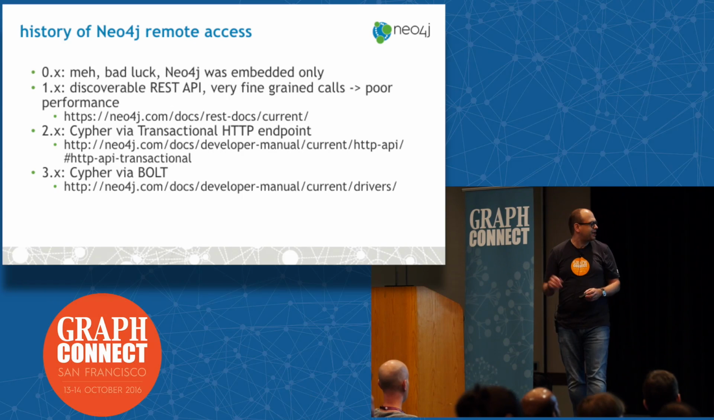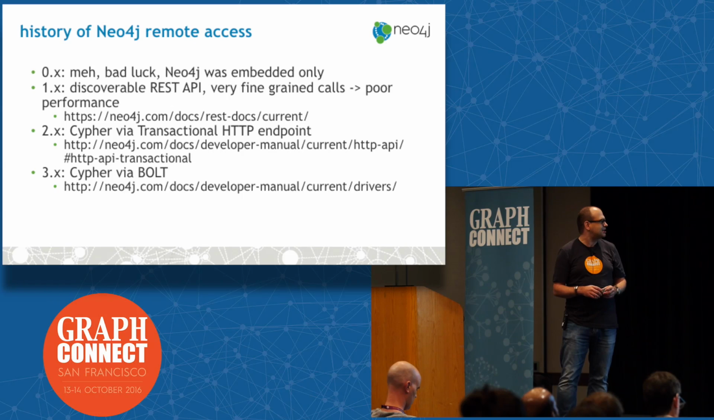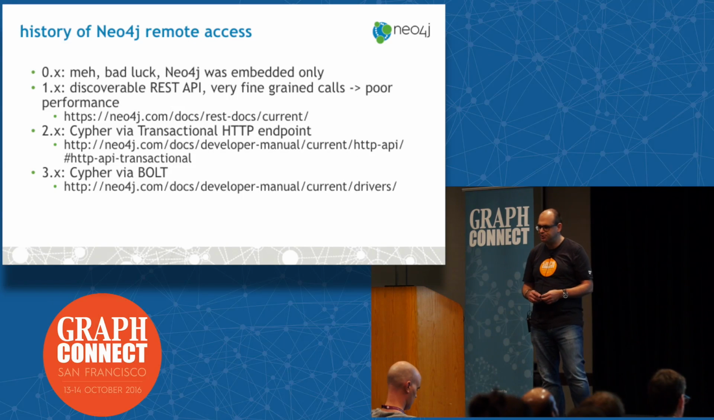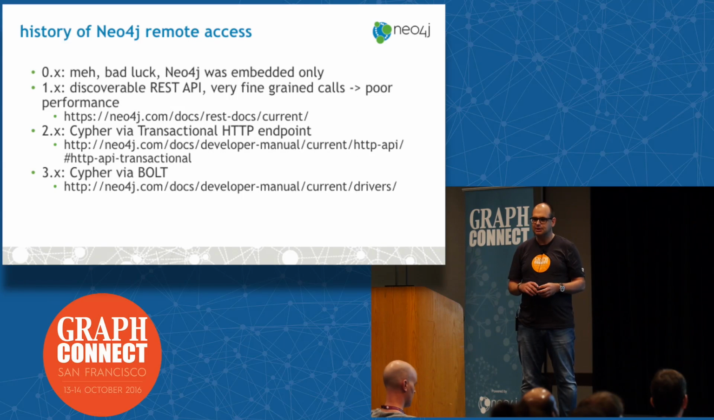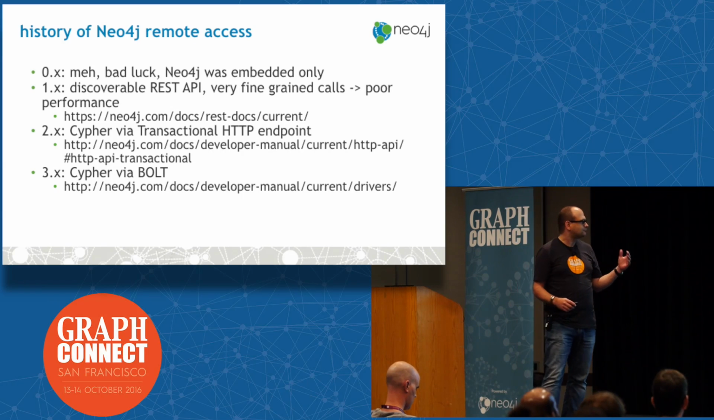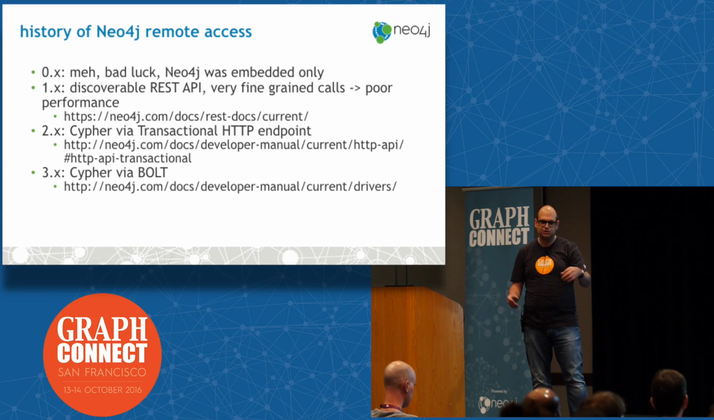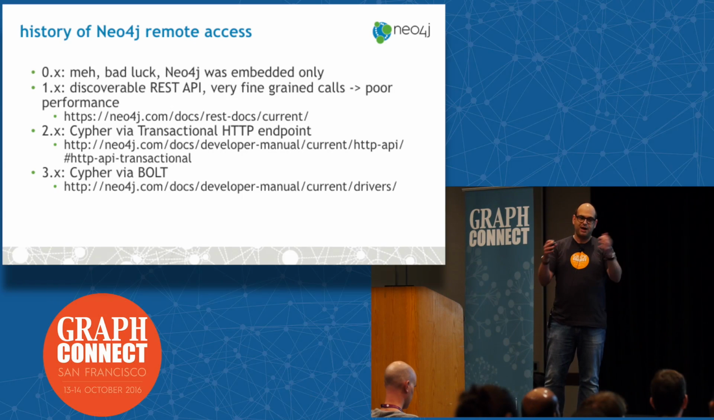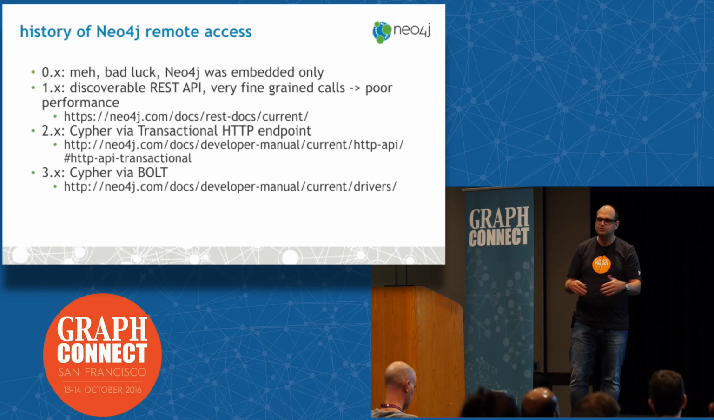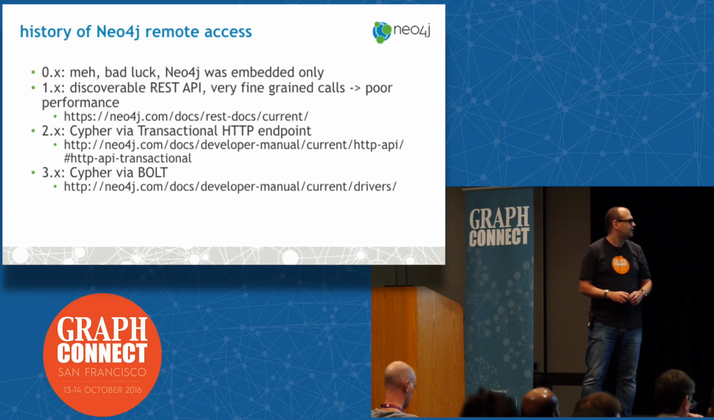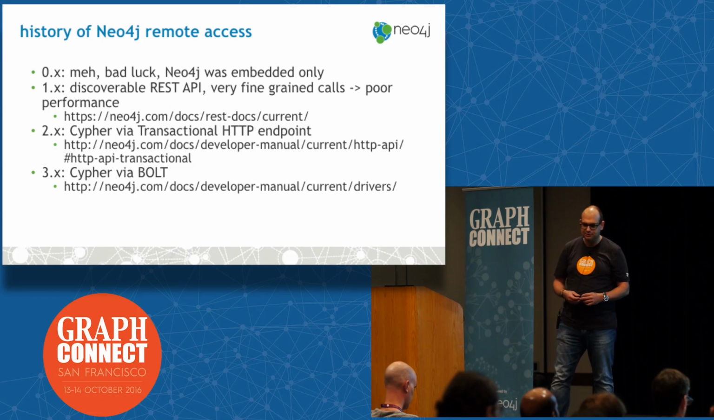And then in the 2.x series, the most important part of the REST API was this transactional HTTP endpoint, which probably most of you know who are still working on 2.x. You can communicate with that endpoint, you open a transaction, send some Cypher, then you get back the result of that Cypher statement. You can send another request to the same transaction, and at the end, close the transaction off. That was basically the way to communicate with the database remotely in 2.0.